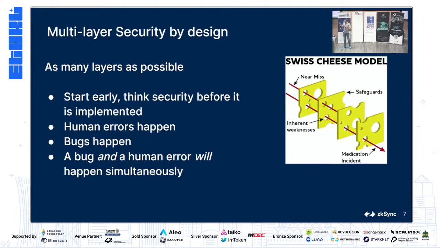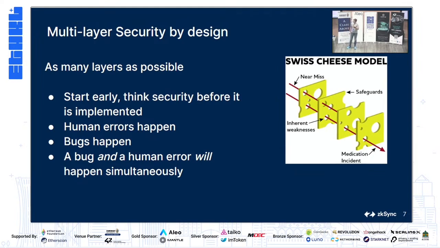The main idea is that one of the measures cannot protect you against every threat. It can enhance one part of the security of your product, but it cannot protect all of it. Yeah. So the main point here is that multi-layer security should be created by design.